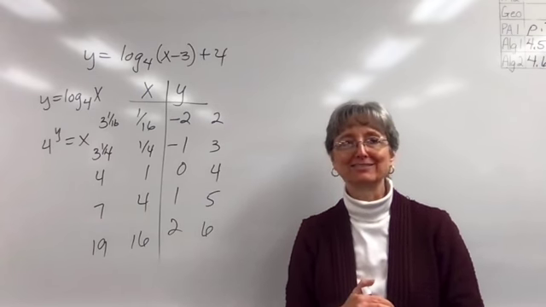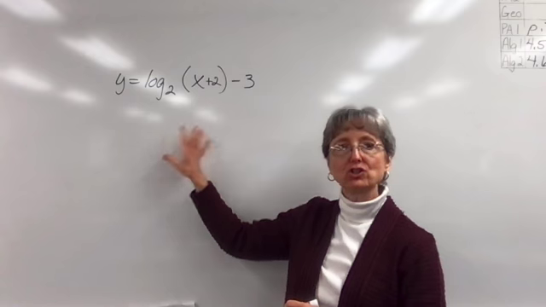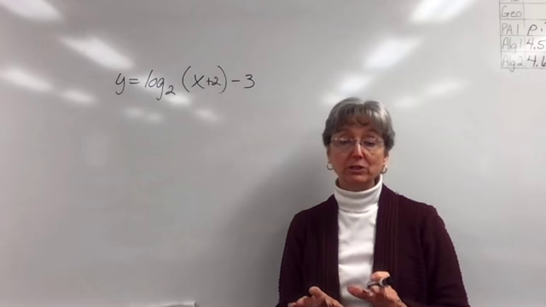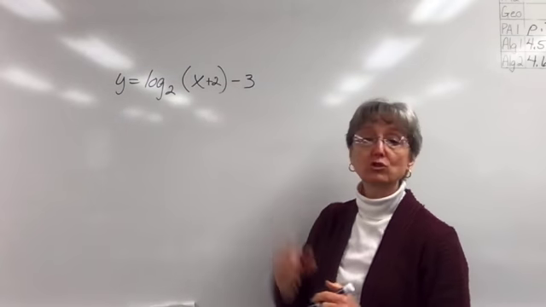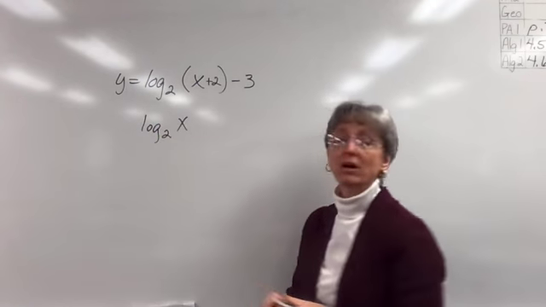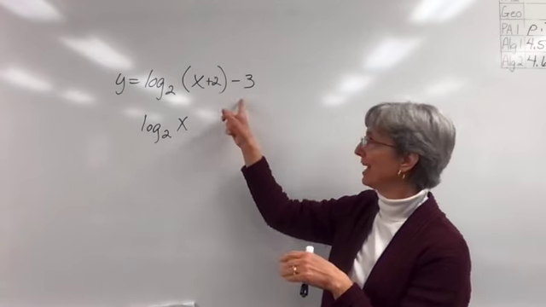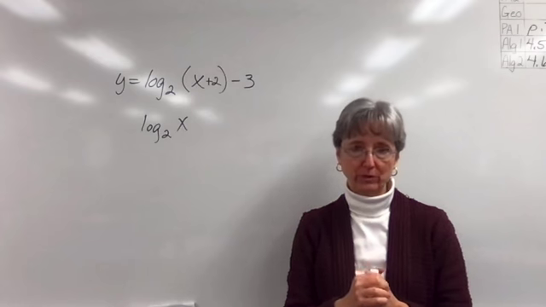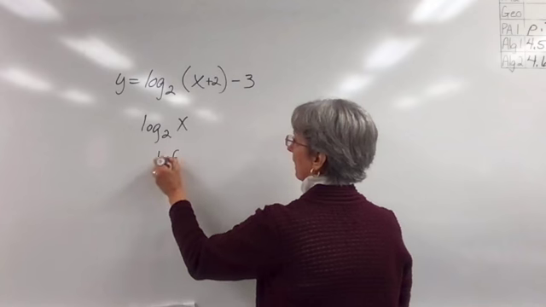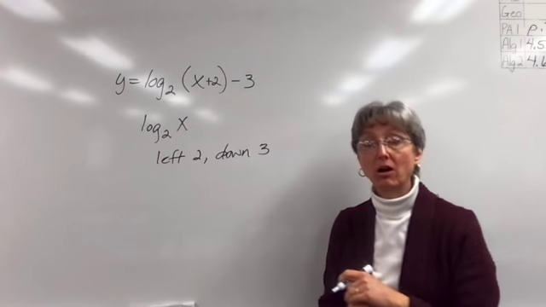Okay, how is the graph of this function related to the graph of its parent function? So you need to be able to identify the parent function. It's log base 2 of x. So this function here is log base 2 of x translated to the left 2 and down 3. To the left 2 and down 3.